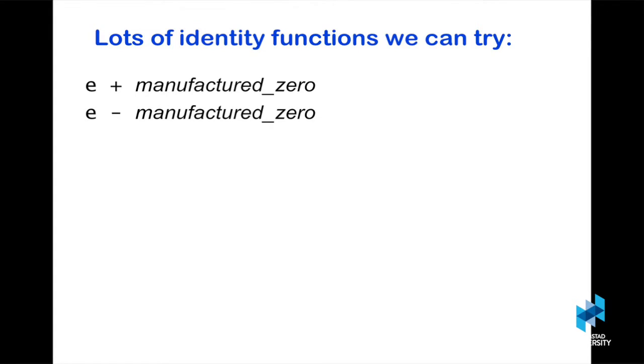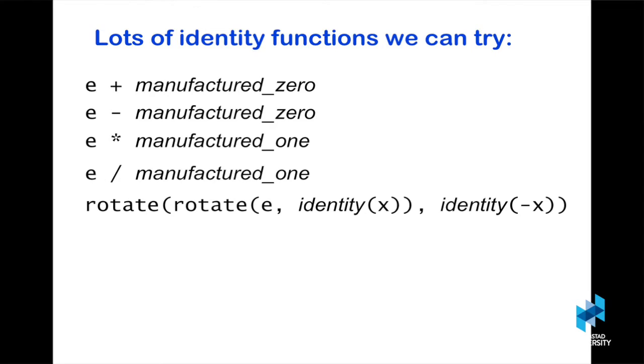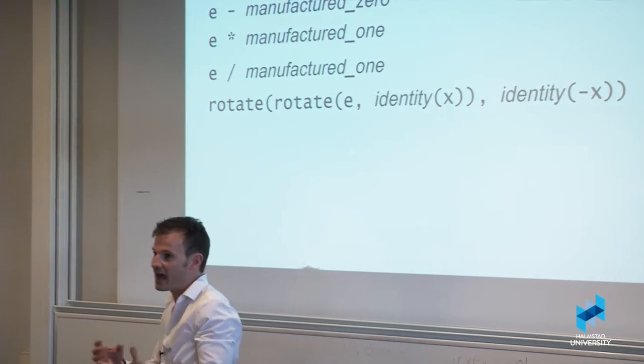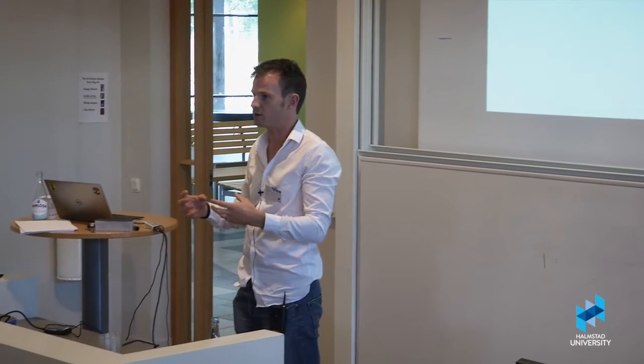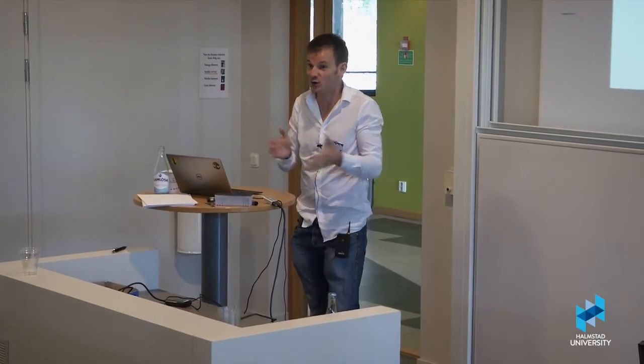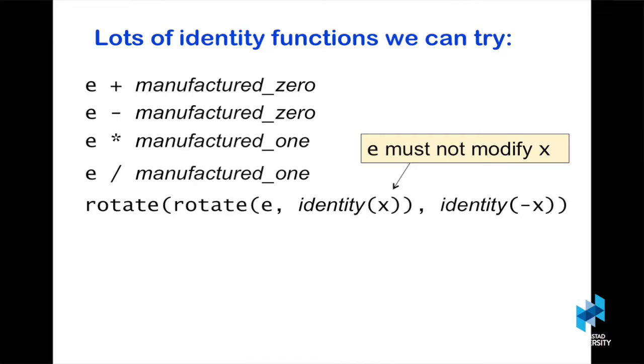There are lots of identity functions we could try. We could add 0, subtract 0, multiply by 1, divide by 1. In OpenCL, there's a bitwise rotate intrinsic, and you could rotate an expression e by x, and then rotate it backwards by x. Furthermore, you could apply identity functions to x and to negative x. You could replace x with x plus a manufactured 0, and replace negative x with negative x divided by a manufactured 1. You can have a lot of fun making really strange things that are guaranteed not to change what the program does, but you can give the compiler a really hard time by doing these strange things.